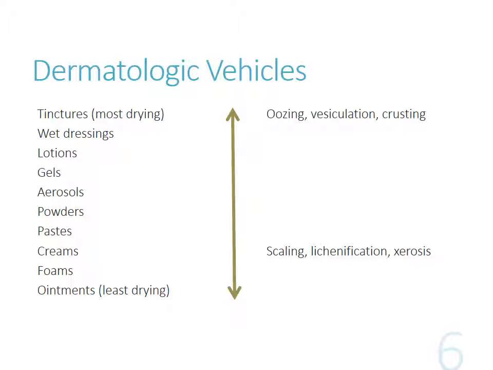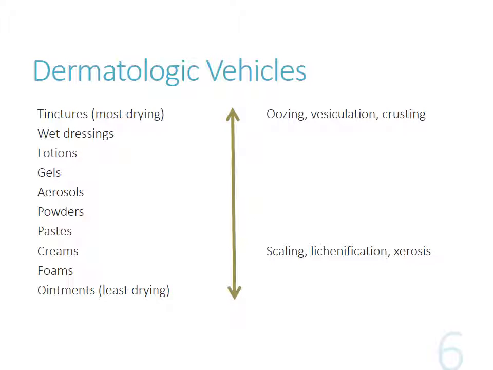So if you're looking at the different dosage forms you might want to try based on the type of patient you're treating, or what type of skin you're trying to apply it to, things that are oozing, having any kind of crusting, you may want to use products that are going to be more drying because it can help to dry that skin out. Usually you're going to see things that have a higher water content, or say a higher alcohol content, are typically going to be more drying, right?